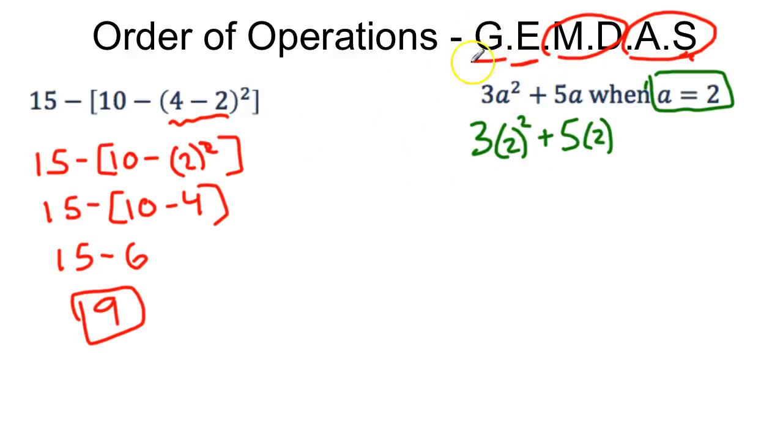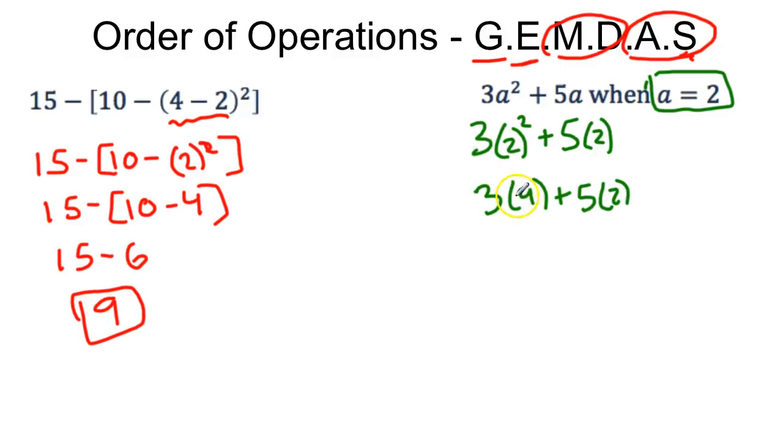Alright, so now I look up here. Do I have any grouping symbols? Well, I have parentheses, right, over here on the left and on the right. But there's no operation inside, it's just a 2. So I don't need to do anything on the inside of those. Next, I have exponents. Do I have exponent? Yes, it's right there. So I change 2 squared first. So it becomes 3, 2 squared, that's 4, plus 5 times 2.